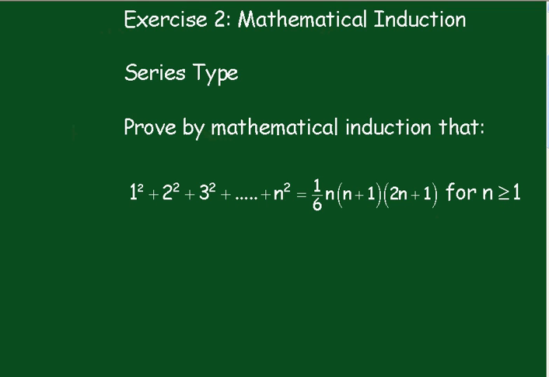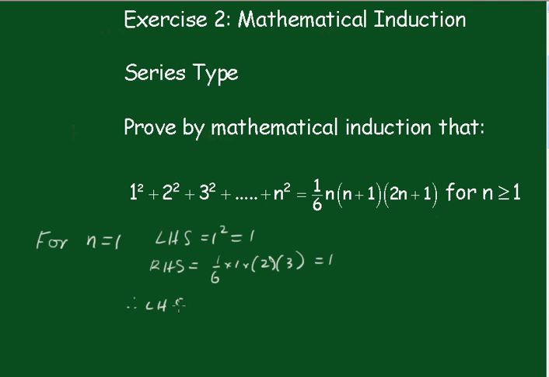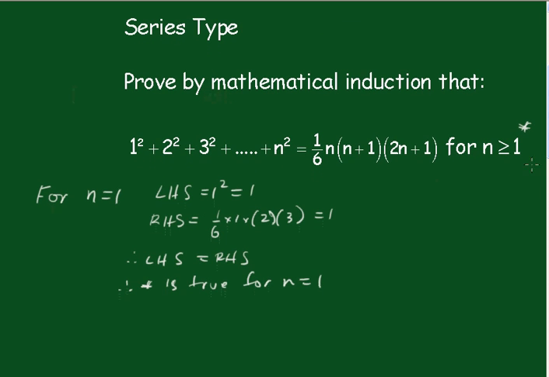Alright, okay, now first of all we need to prove it true for n equals 1. So for n equals 1, we can see the left hand side equals 1 squared, which is 1. The right hand side is equal to 1 sixth times 1 times 2 times 3. Of course, that also equals 1. Therefore, the left hand side equals the right hand side. Therefore, the statement is true for n equals 1.